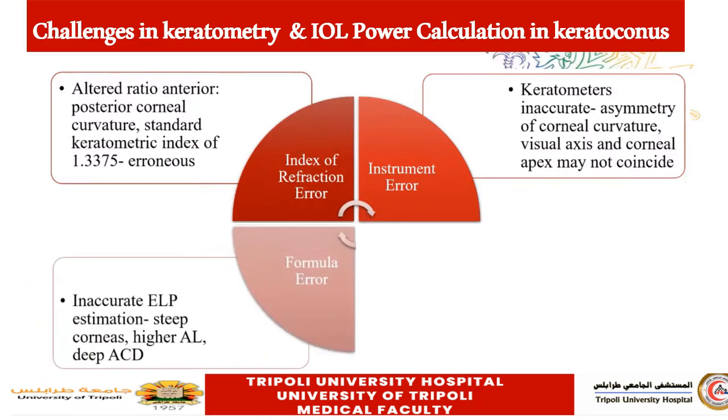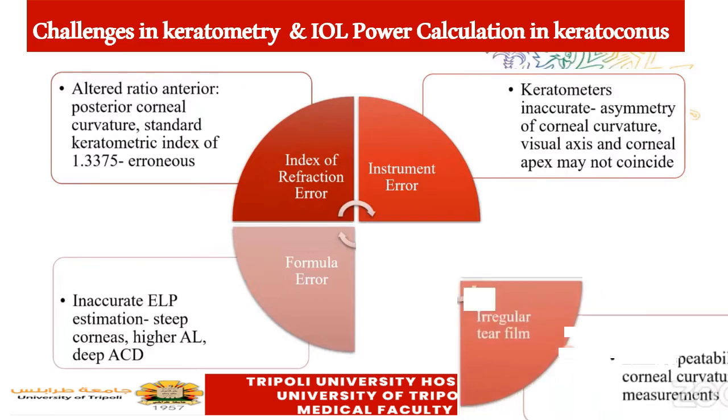Another point is the formula. Most of the formulae are based on a standard AC depth, and they also utilize an average axial length. As I explained before, most of the formulae are doing well in average size axial length. However, in the extremes, they have large variability and also large variation in the AC depth. So this is another challenging point: which formula should we use to have an accurate prediction and avoid any refractive surprises?